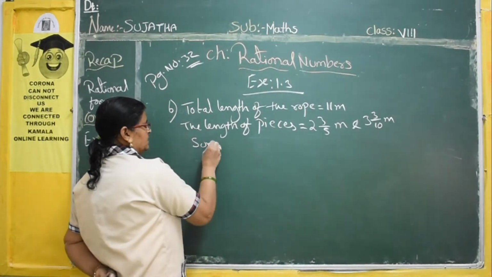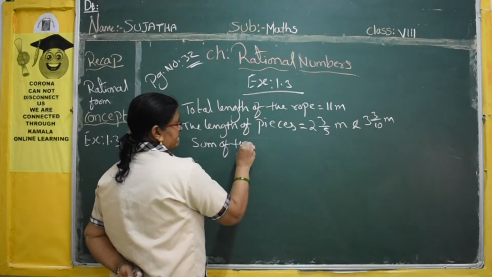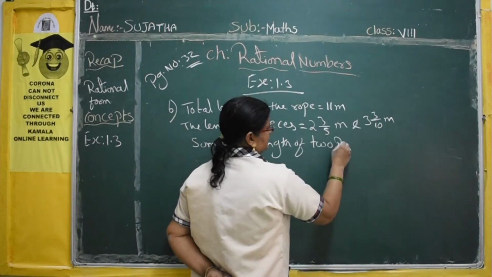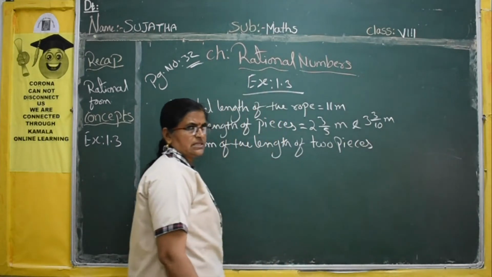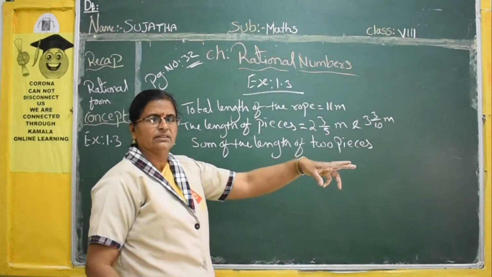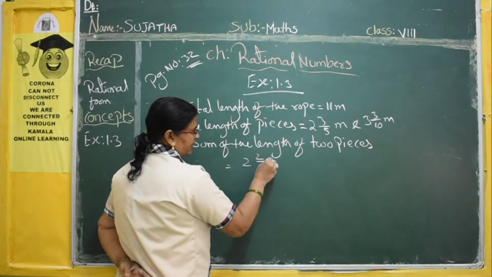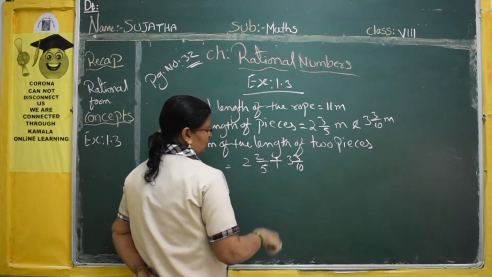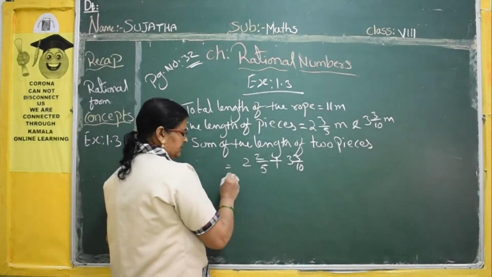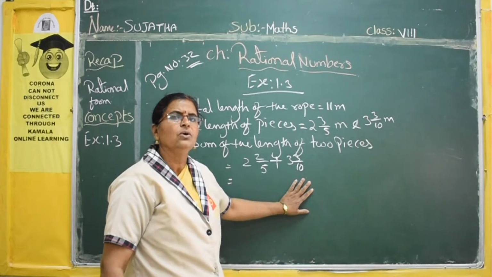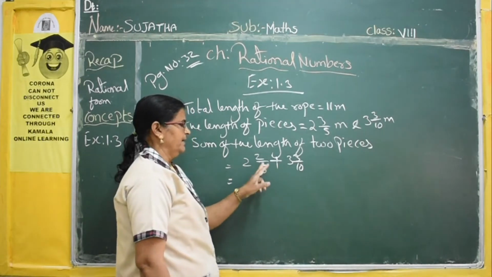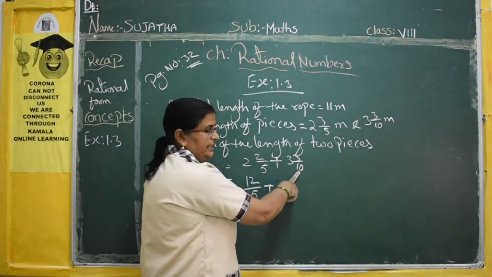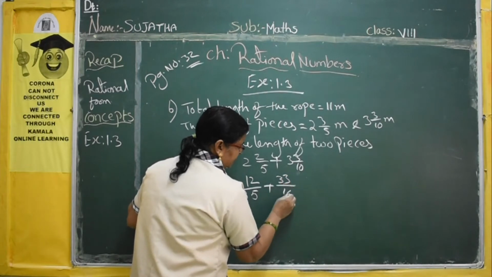Now, sum of the length of two pieces. Sum means add. You have to add the lengths of the two pieces. That is 2 3 by 5 plus 3 3 by 10. This is a mixed fraction, so change into improper fraction first. 2 5s are 10, 10 plus 2, 12 by 5, plus 3 10s are 30, 30 plus 3, 33 by 10.